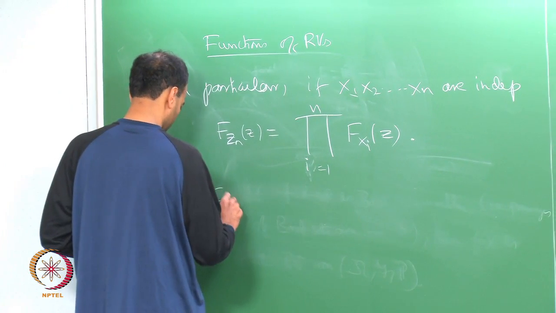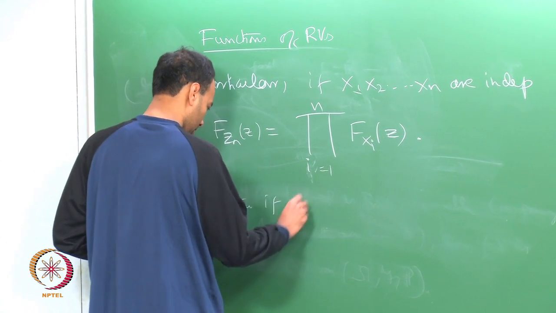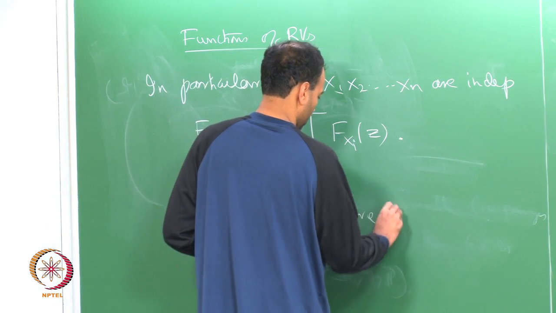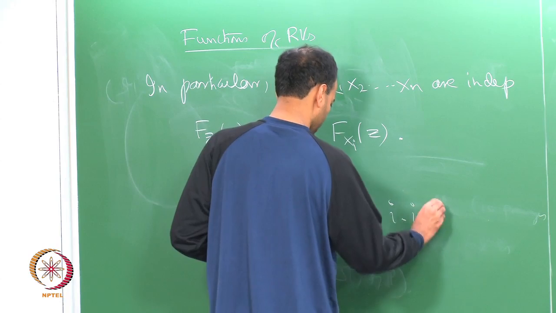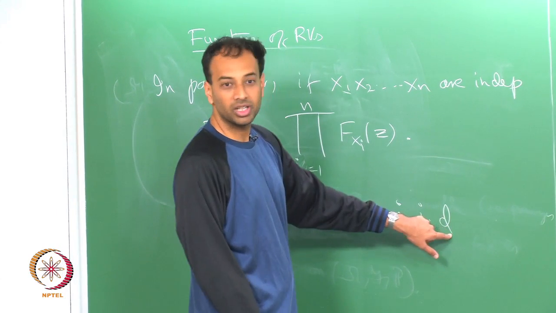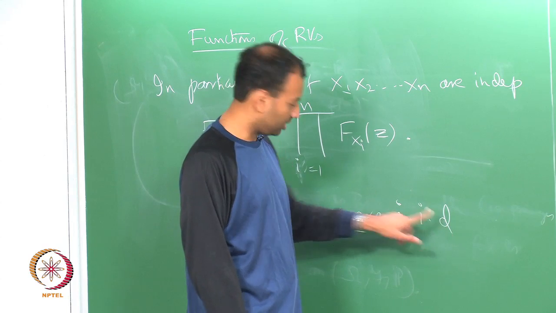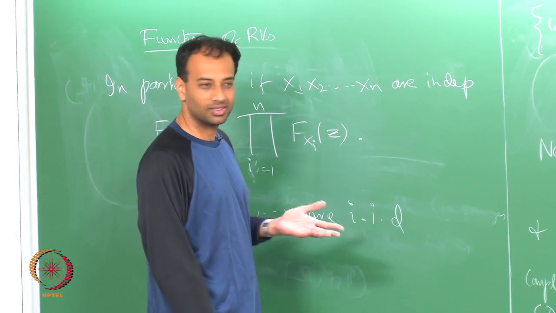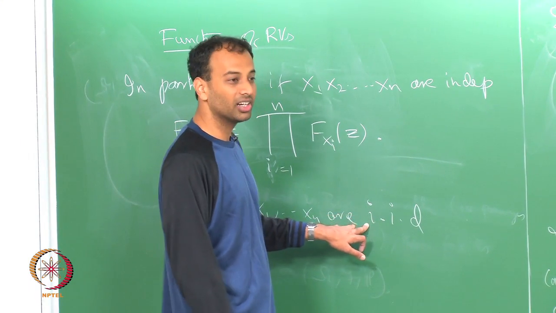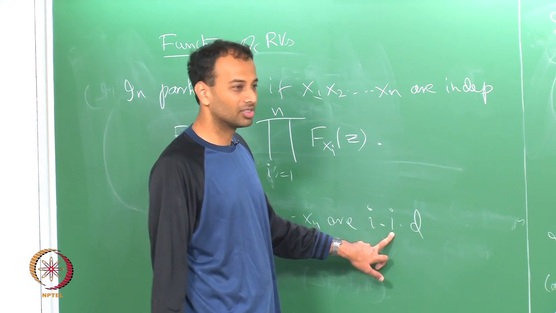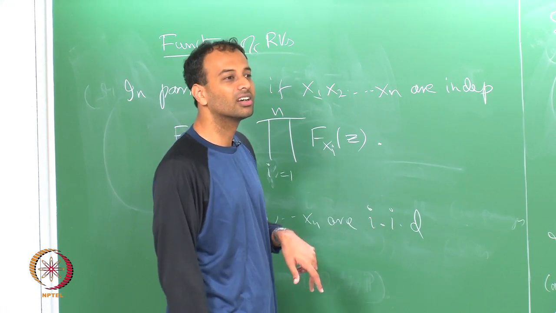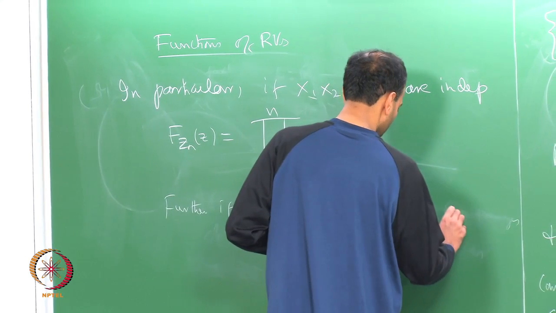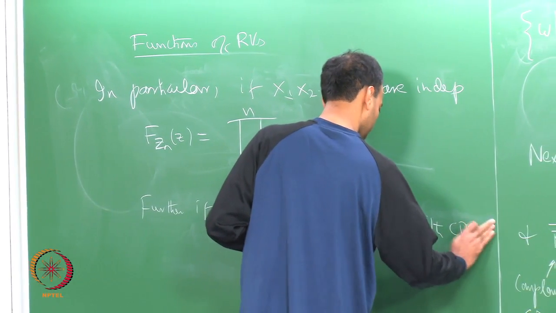Further, if x_1 to x_n are independent and identically distributed. IID means, and this is the first time we are encountering this, independent and identically distributed. It is just as the word says: they are independent and they have the same CDFs, which means all these F_Xi's of z are the same function F_X, with CDF F_X.